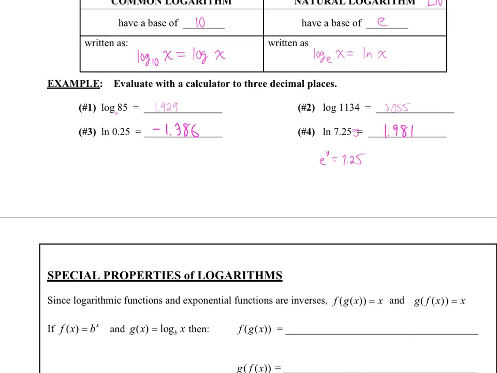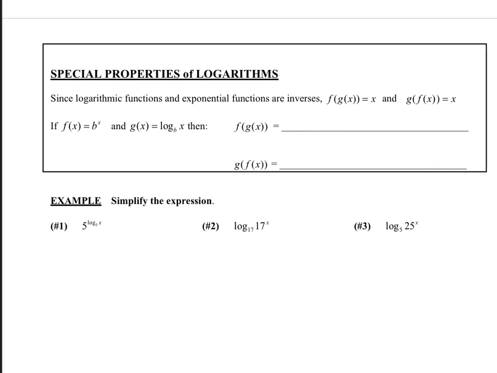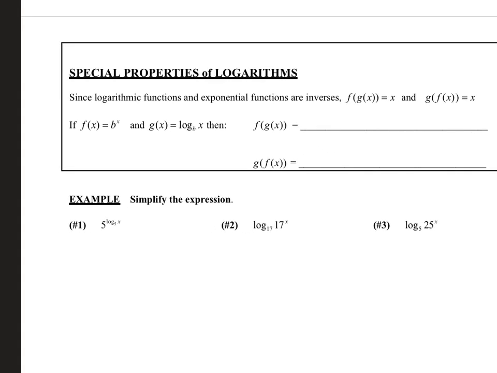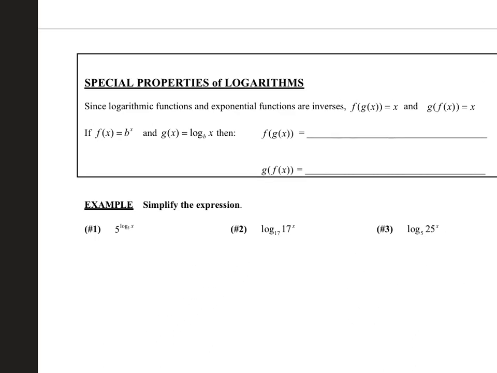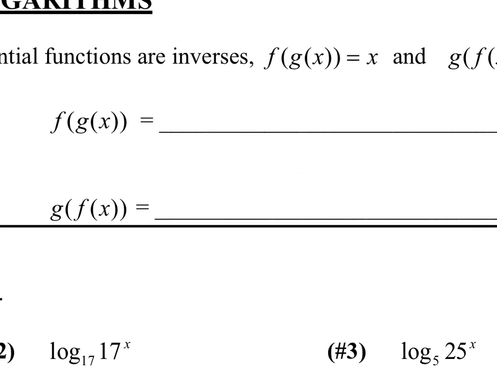We got one more thing to talk about here, special properties of logarithms. Since logarithmic functions and exponential functions are inverses, remember when we do inverse functions, if you do f of g of x and g of f of x, you compose them, you plug the function into the other function, you're going to get x, okay? So for example, if we have f of x equals b to the x, which is an exponent, and log base b of x is g of x, then b to the log base b of x is going to equal x.